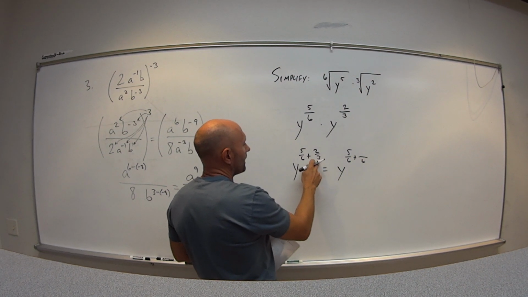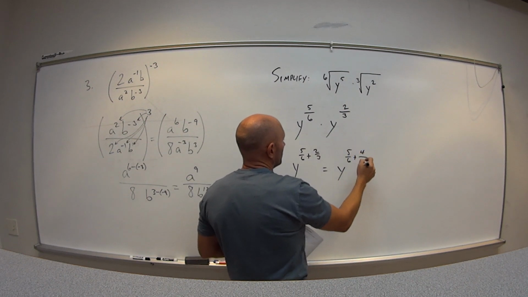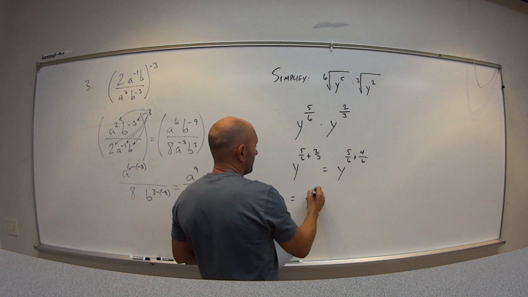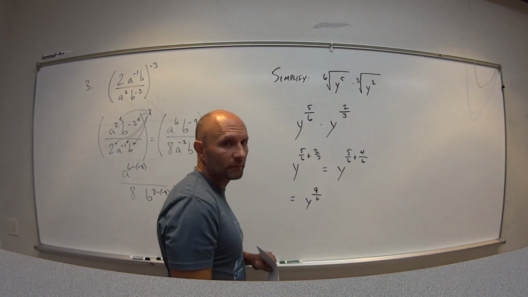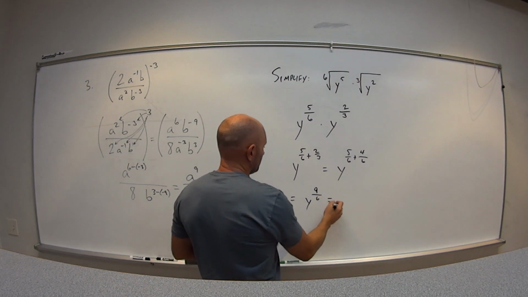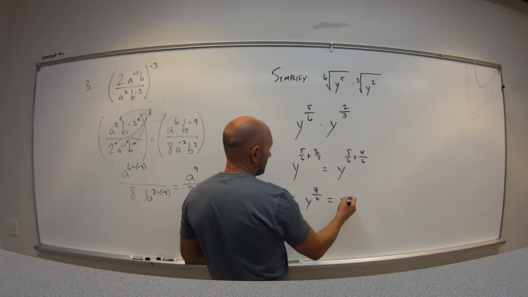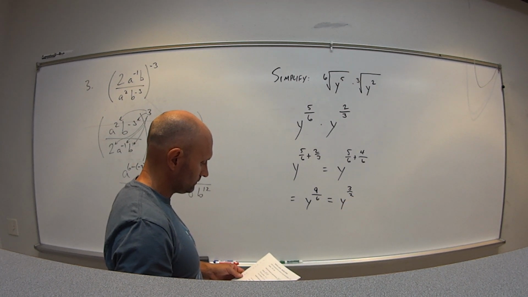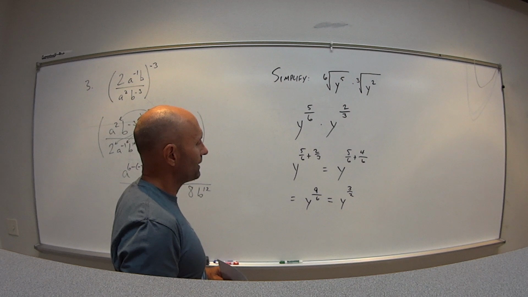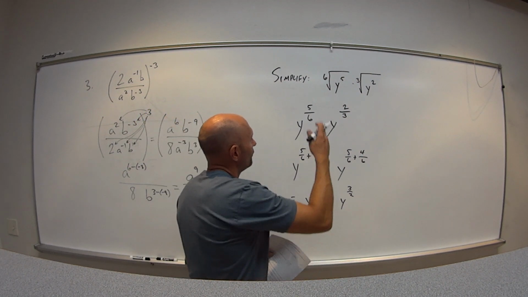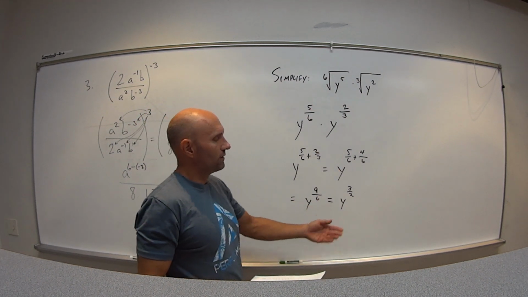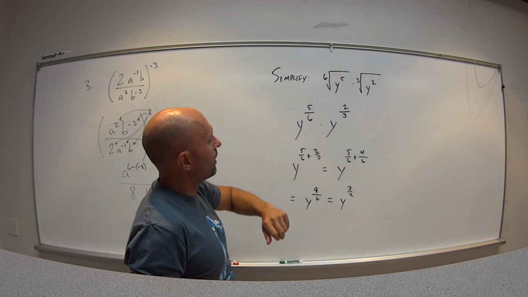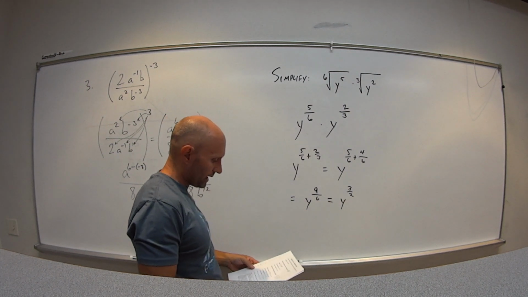Well, I have to multiply the denominator by 2. So multiply the numerator. So that's 4, which means this is y to the 5 plus 4 is 9 over 6. And if I reduce this, if I divide top and bottom by 3, it's y to the 3/2. So that's it, y to the 3/2 power. You could convert it back to a radical if you want, but really this is all we need. The 6th root of y to the 5th times the cube root of y squared is just y to the 3/2 power.